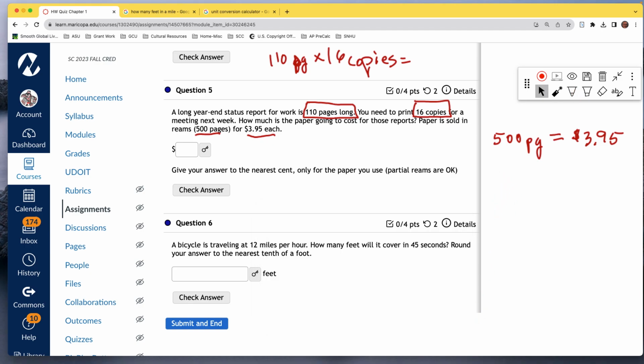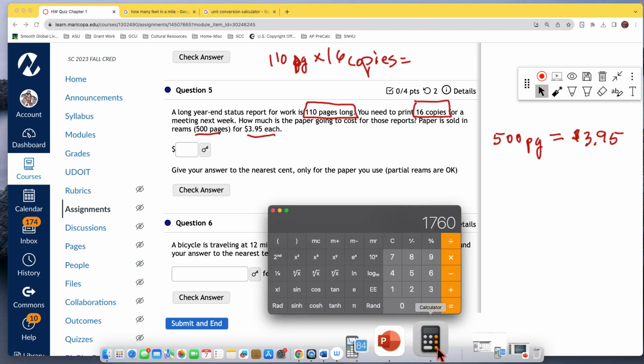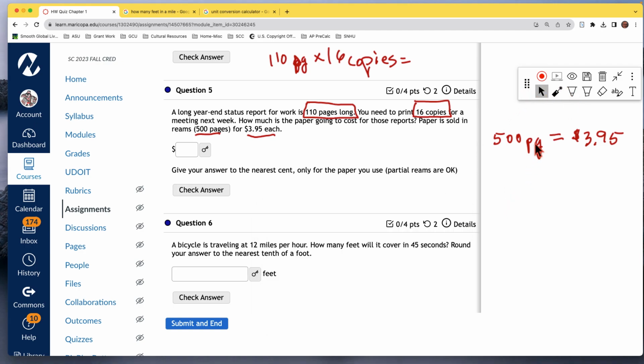What did I say? 1,760. See, I saw it, but I said the wrong number. So you got to be careful. And I was going to write that down. I said, wait, I thought I saw a 7, but I didn't say it. So 1,760 pages.